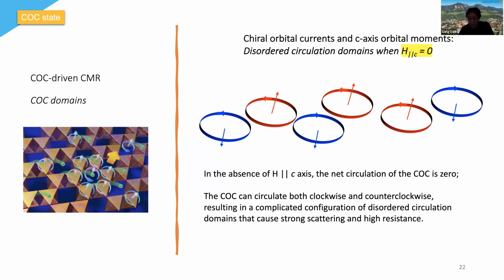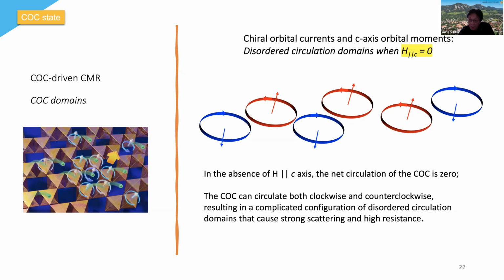So why can loop currents, or the control of loop currents, generate the magnetoresistance? This is again a cartoon picture. We have loop currents in the system, and the circulation of the loop currents can be in any direction. For example, in the AB plane, it can circulate counterclockwise or clockwise when the magnetic field is 0. The loop currents then generate domains. In this case, without magnetic field, it generates disordered domains that certainly generate scattering.